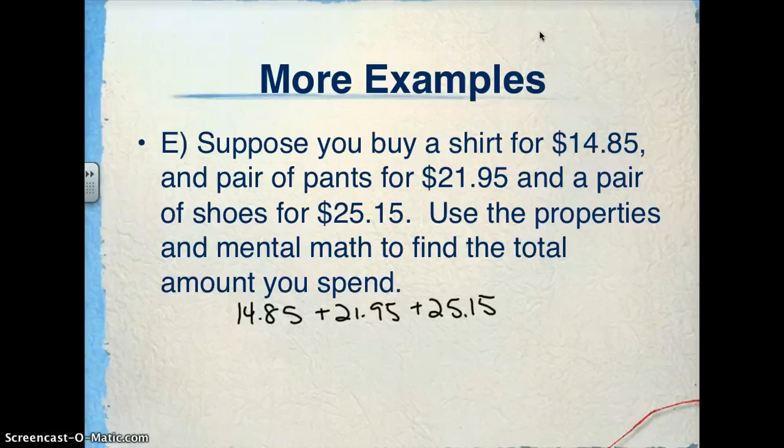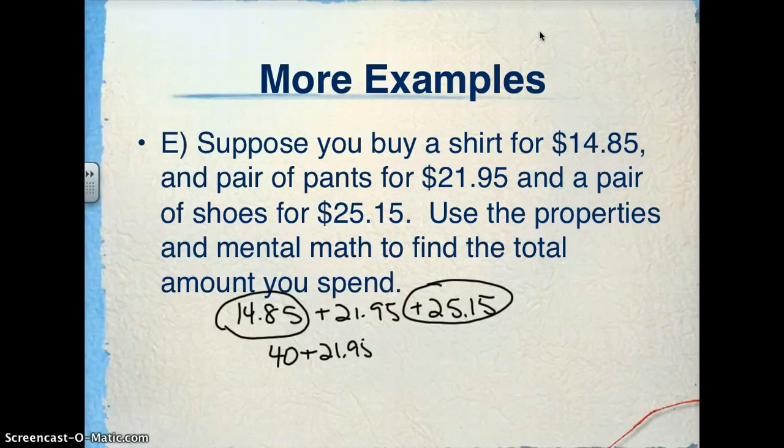So this is all adding, so I know that I'm allowed to change the order when I add. I'm going to add this and this first because $14.85 and $25.15 I think is going to be pretty easy to add in my head, because 85 cents plus 15 cents is just $1. So I'm thinking of that like 15 plus 25 basically, because I'm adding the extra dollar in. So $14.85 plus $25.15 gives me $40. And then I can add $21.95, and that's probably a problem you can do in your head, at $61.95. Using the commutative property came in really nicely and made us able to do that problem in our head.